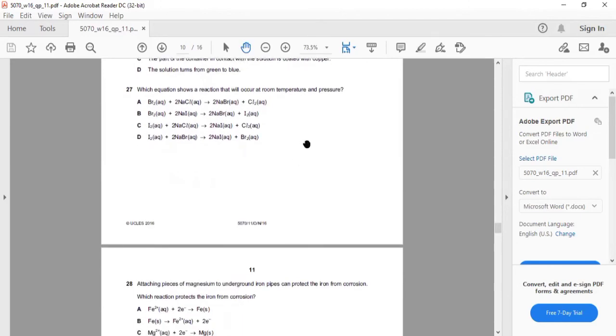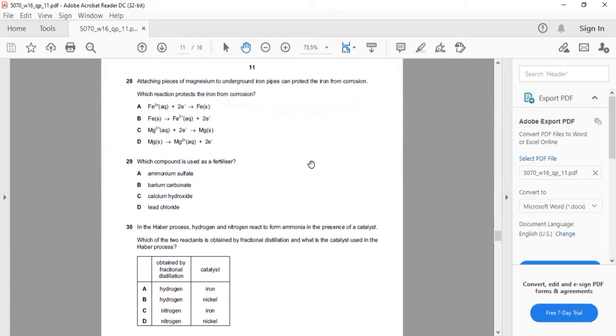27. Reaction will occur at room temperature. All the acid-base reactions occur at room temperature, and this is all about halogen substitution. The more reactive can substitute. So B is the answer. Bromine is more reactive than iodine, so it can displace iodine from its aqueous solution.